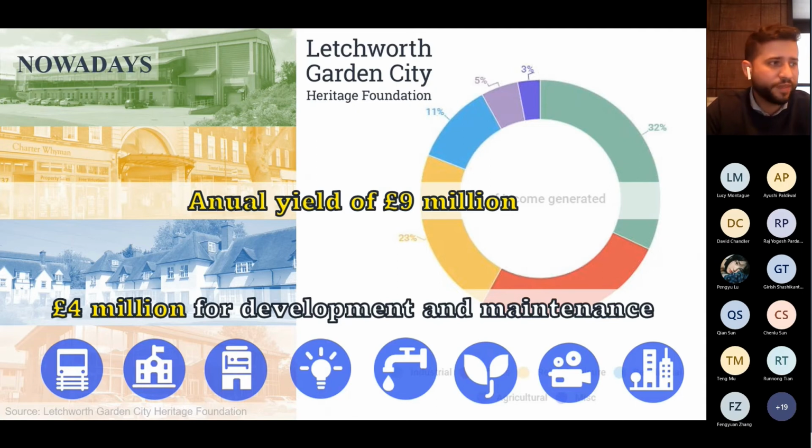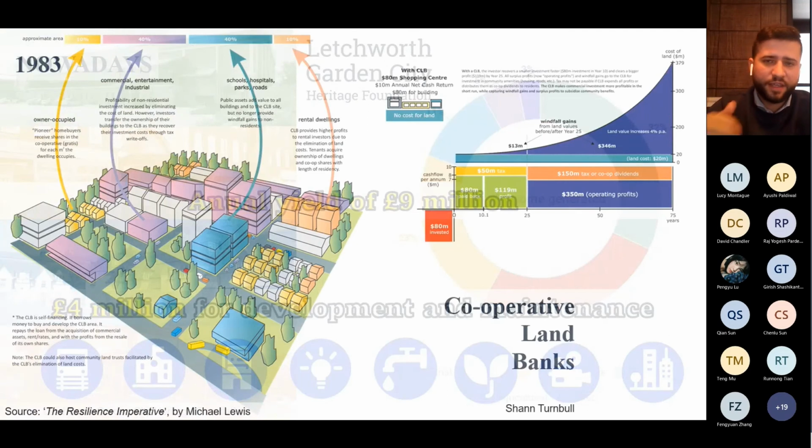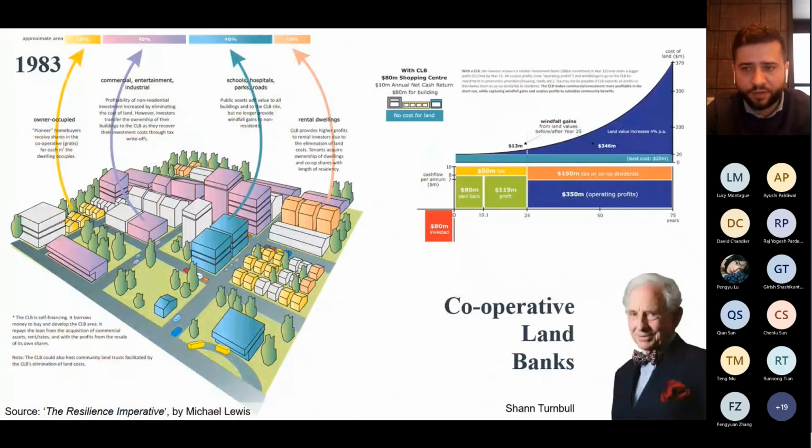Sean Turnbull developed the concept of cooperative land banks in 1983. A cooperative land bank consists of, according to Turnbull, a self-financing system upon a dual land tenure system, which, if applied, for example, to the regeneration of brownfield areas or existing settlements, could become a modern version of Garden City's self-financing system.